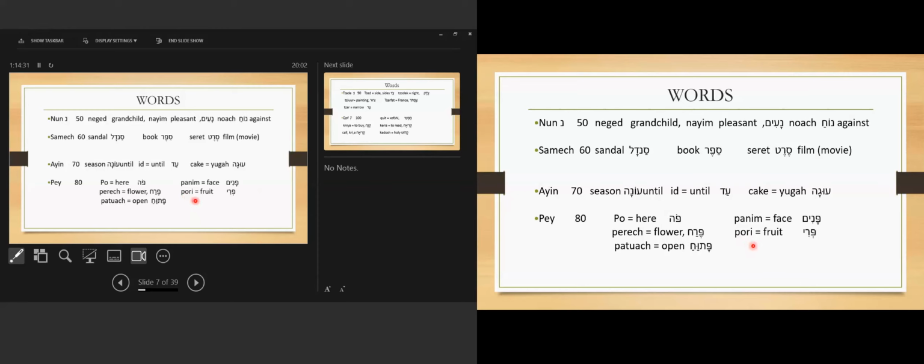Lama is why. Lama, why are you not doing your homework? Lama, why? And it is L, A, M, A, and the H you don't say. Lama, why? Lama.